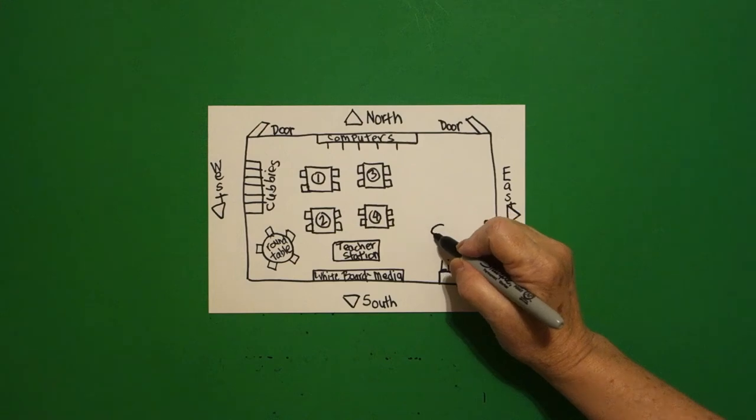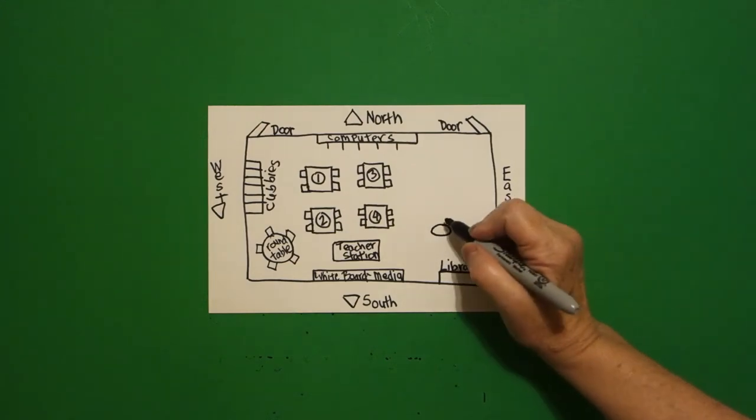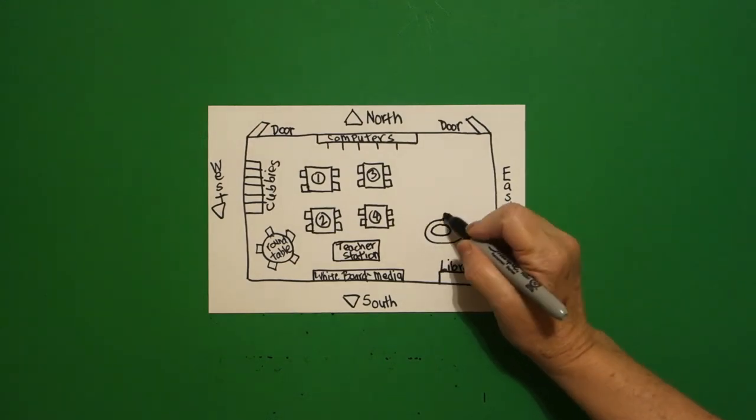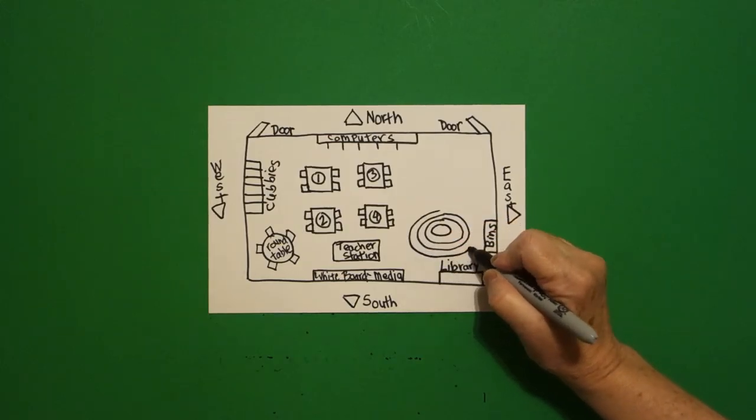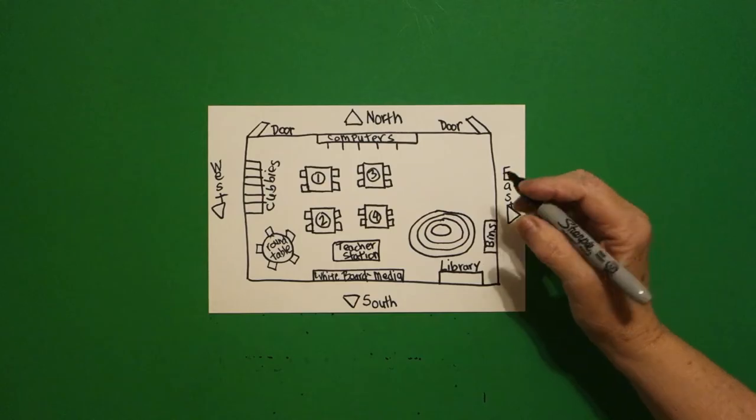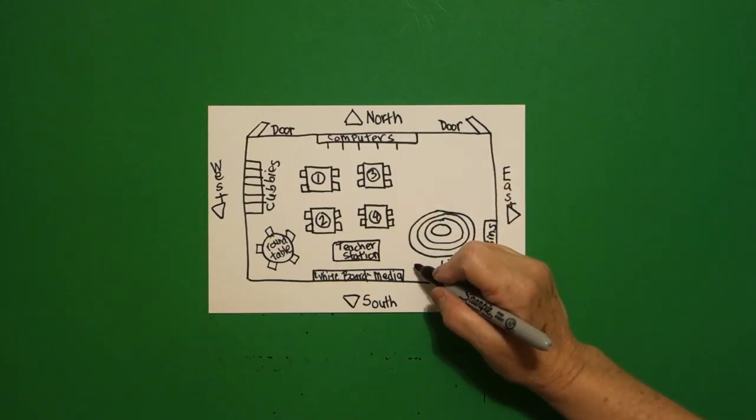And right here, I'm just going to start with an oval. Draw it again. Draw it again. Draw it again. And what is this? Everybody should know this. This is the rug.